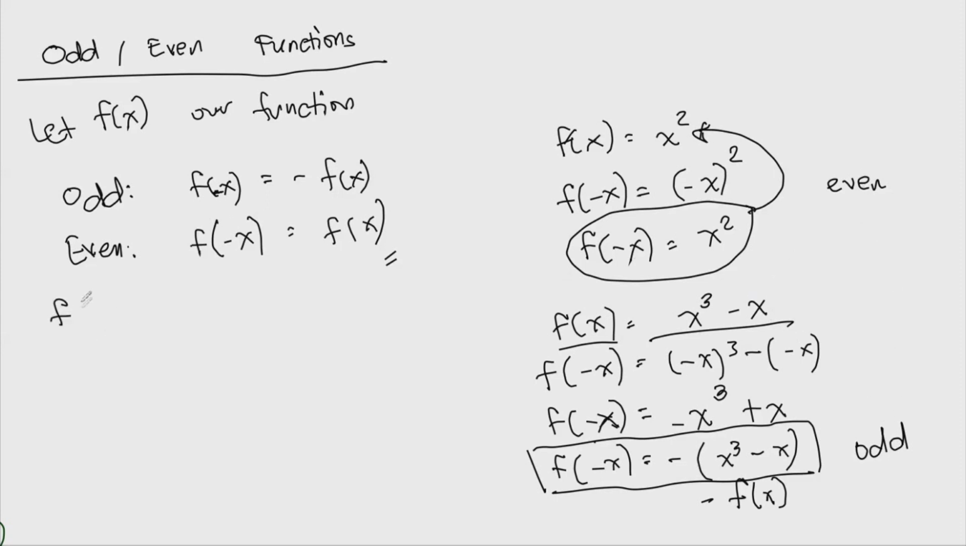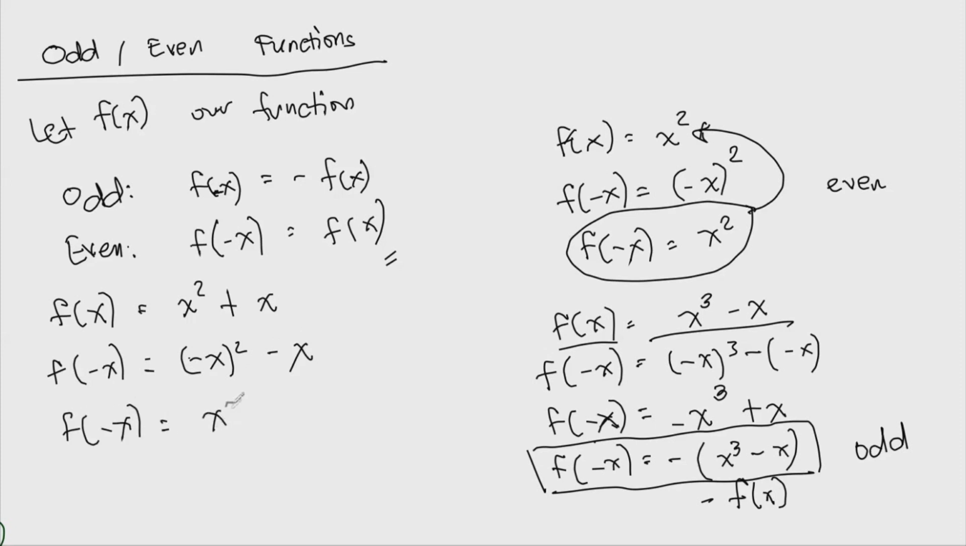Now let's try having another example. Let's say f of x is equal to x squared plus x. Okay? So with that, let's try substituting negative x into the expression. So what we get here is negative x squared minus x. And therefore, we get x squared minus x. Now, if we wanted to factor out a negative, what we will get here is negative of negative x squared plus x.